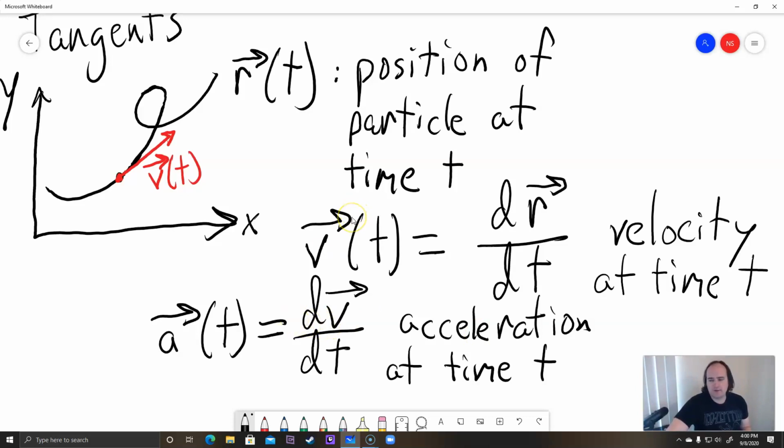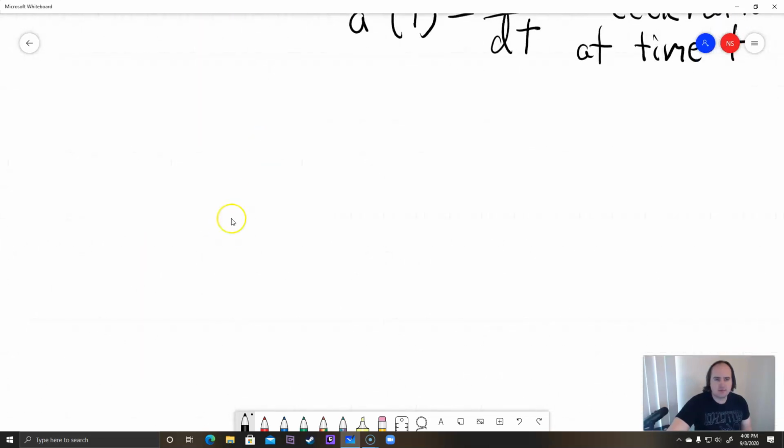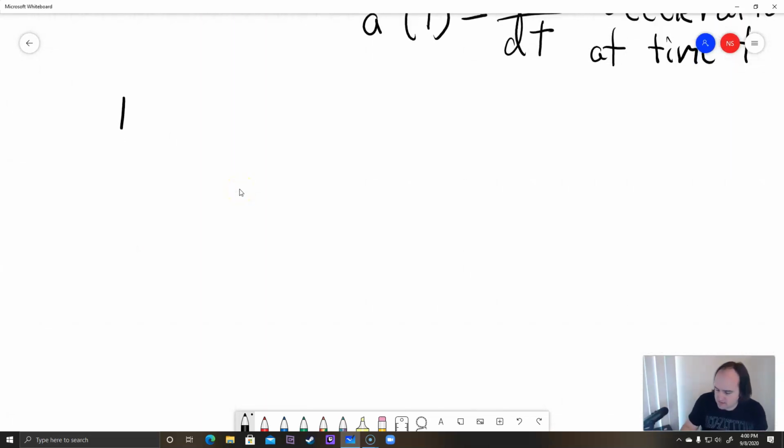So I know that's a lot, but these are actually a lot of fun. You're not going to actually have to draw any graphs here. You're mostly going to be taking derivatives. Okay? So let's see an example.